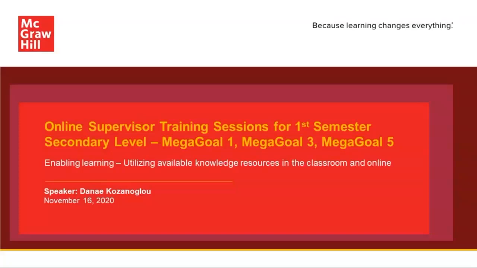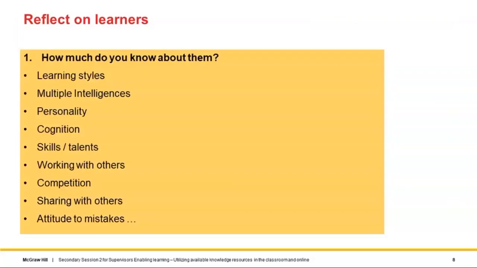Okay, so once again, for those of you who were not here in the previous session, maybe you could have a look at the handout of the previous session. Reflecting on learners, how much do we know about each individual learner? Learning styles, multiple intelligences, personality, cognition, skills, talents, working with others. Are they good at working with others? Collaborative learning? Are they competitive? Sharing with others? Attitude to mistakes? These are random factors that I've thrown together.